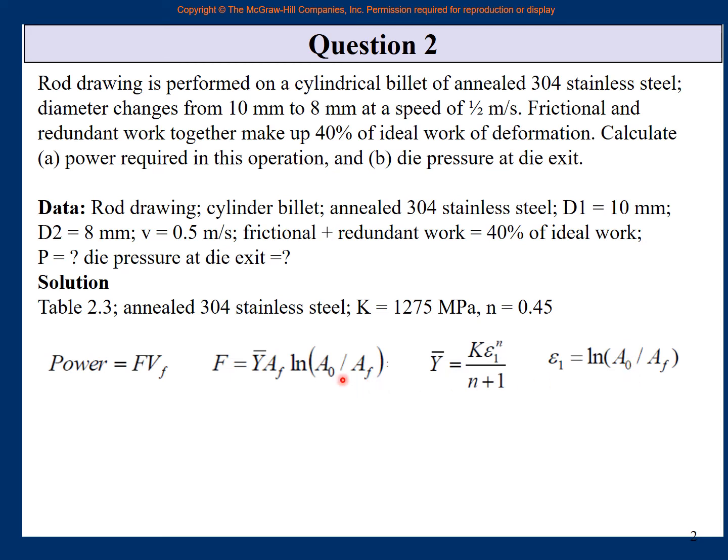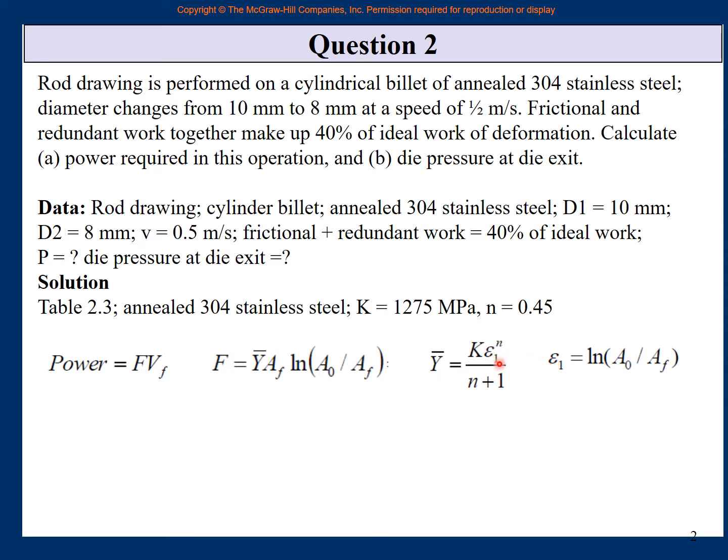So you have already found A naught and AF. So epsilon 1 is now known. Remember, this is pi by 4 d naught square, pi by 4 df square. So pi by 4 cancels away. This can also be directly written as ln d naught square upon df square. But because we have already found the areas, now you can do it any way you like. So epsilon is now done.